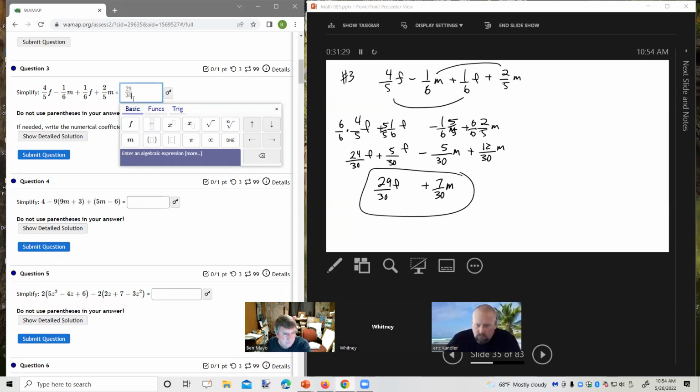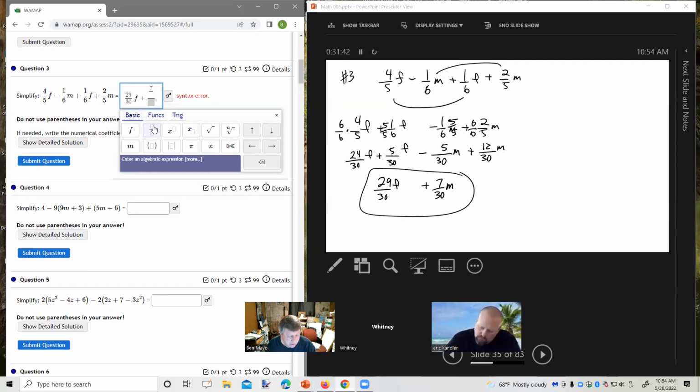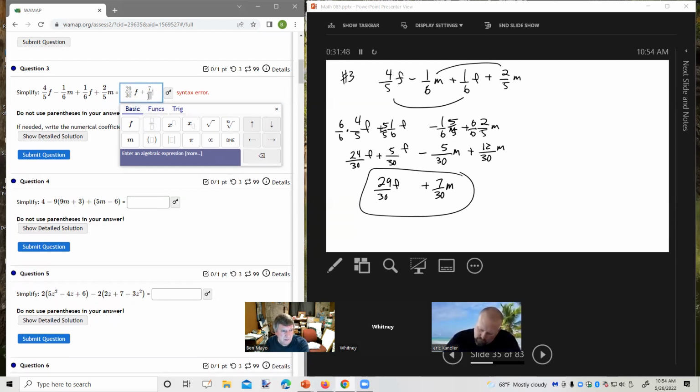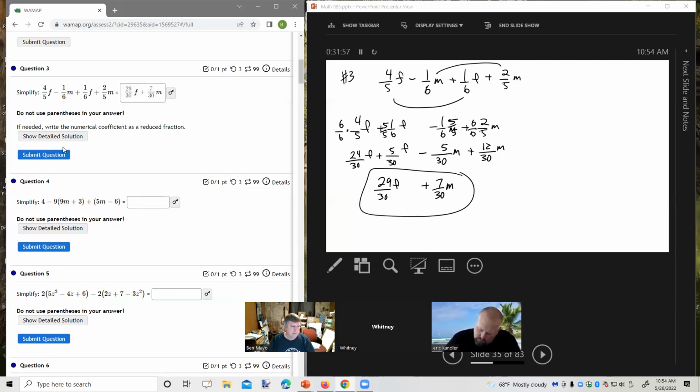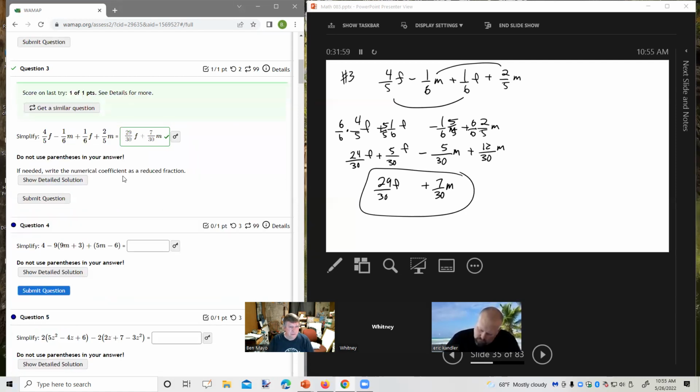29/30. And then I'm going to use the right arrow to get out from under it, F plus 7. Oops, that's not what I wanted. Interesting. 7/30 M. Okay. All right.